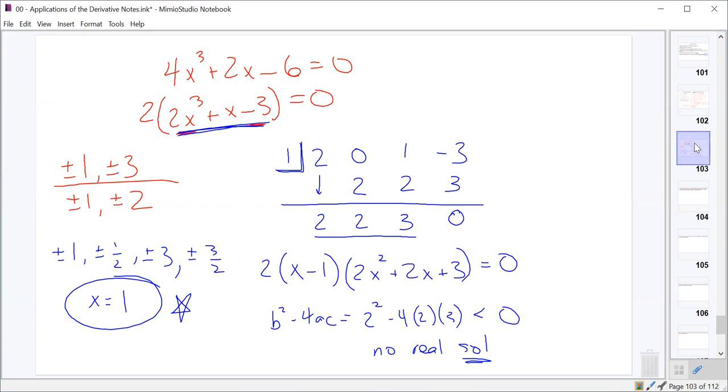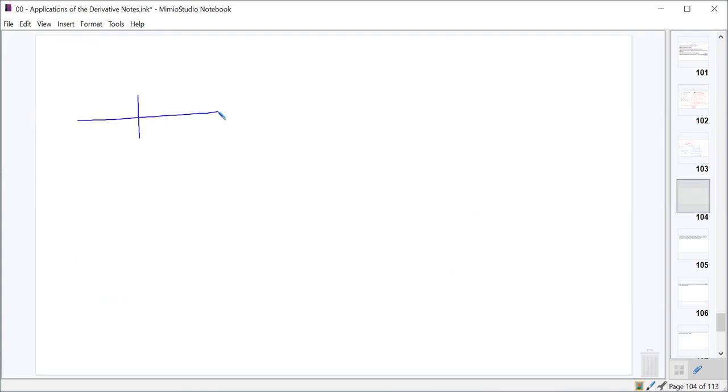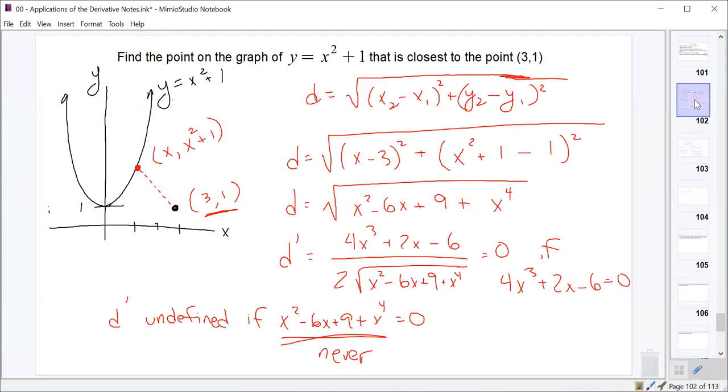So we have a sign chart now with x equals 1. And I'll go ahead and make that sign chart here on the next page. This is for d prime. And if we look, let's see, what was our derivative? Our original derivative was 4x cubed plus 2x minus 6 over 2 times root x squared minus 6x plus 9 plus x to the 4th, right here. So if we divide all those terms in the numerator by just 2, then we've gotten the denominator.